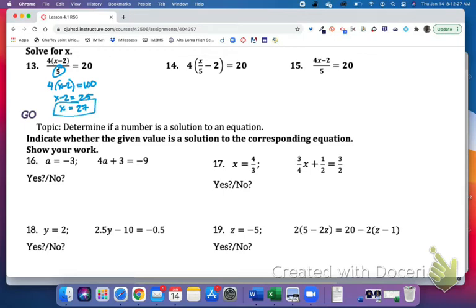For number 15, actually I'll do number 14. It's a little bit more different than number 13. So for number 14, you've got the 4 outside the parentheses. Let's take care of that first. x over 5 minus 2. 20 divided by 4 is 5. Then we've got this minus 2. That gives me 7. And multiplying that by 5 gives me x equals 35.